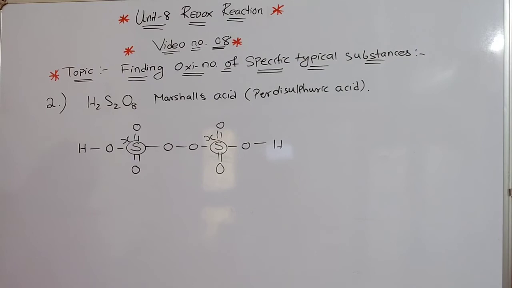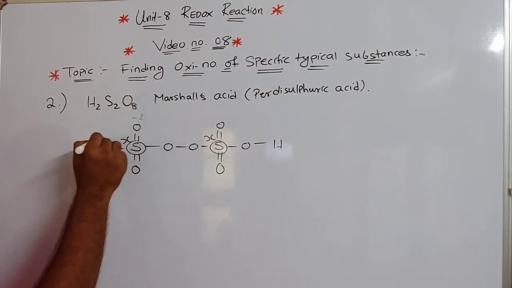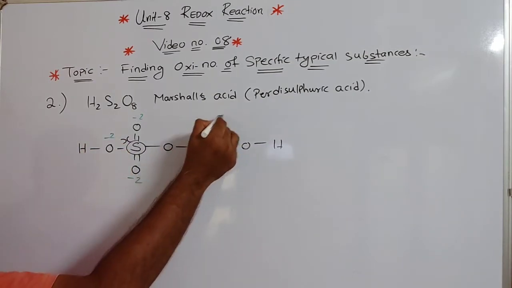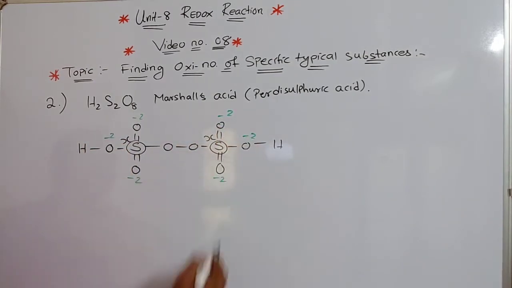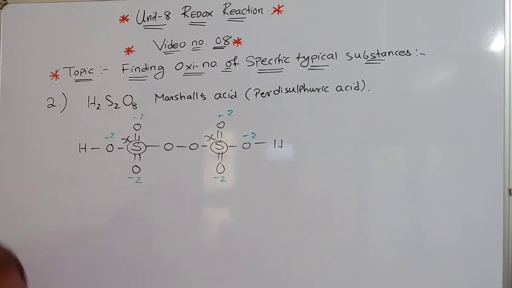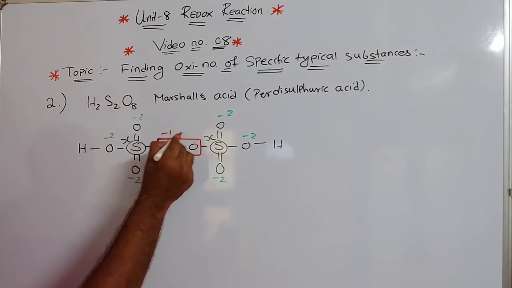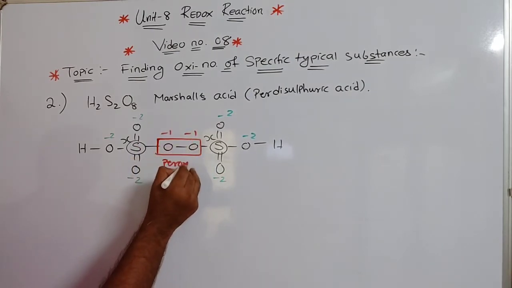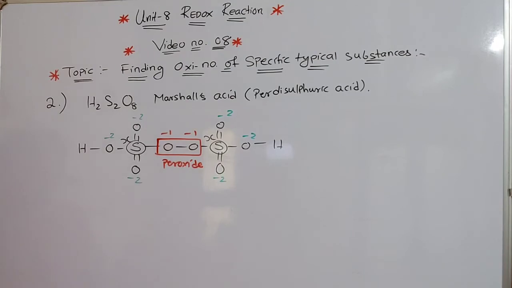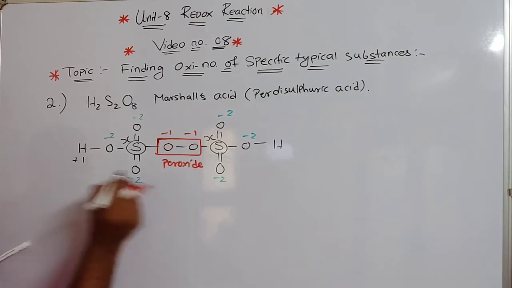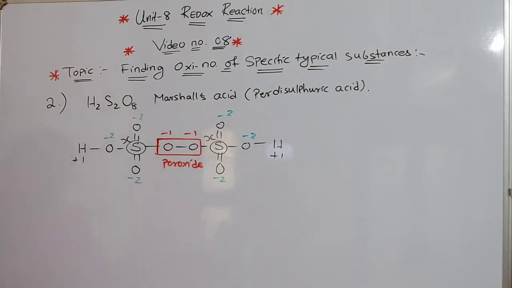Oxygen I already explained to you in the previous section. Here traditionally what we do, I will write -2, -2, -2, -2. Here this is peroxide, so -1, -1 for the peroxide. H2O2, what we said, that was there. This one +1 and this one +1.